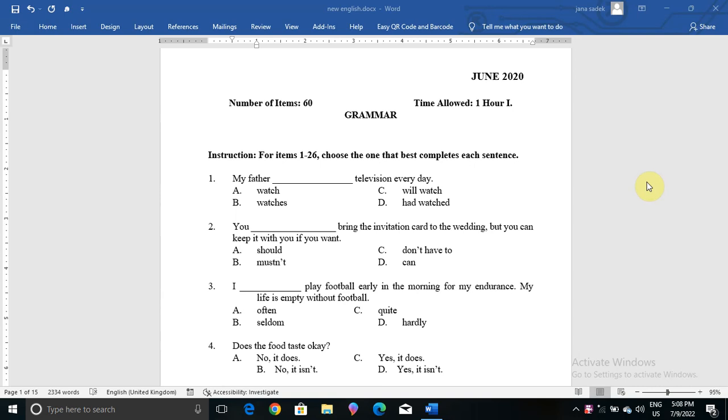Okay, every day we know that's a habit, but which verb will we use? It will be verb 1, verb 1 plus s. So that means the correct answer for question number 1 is B, watches.